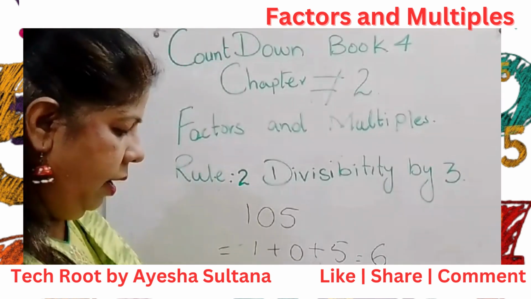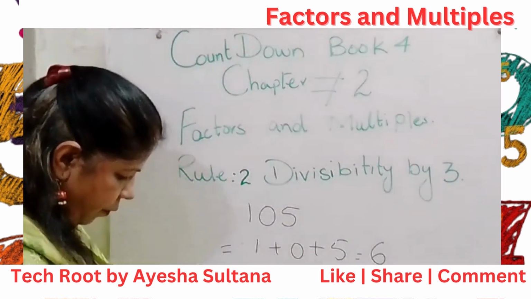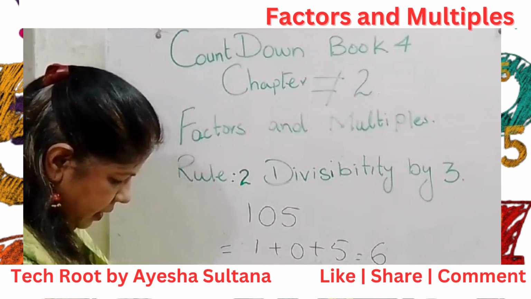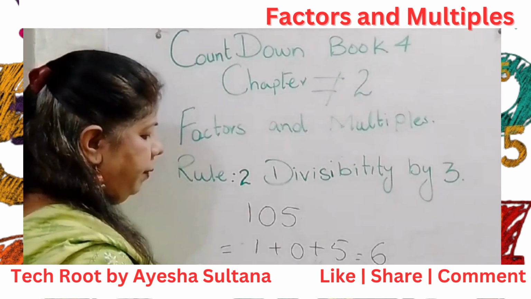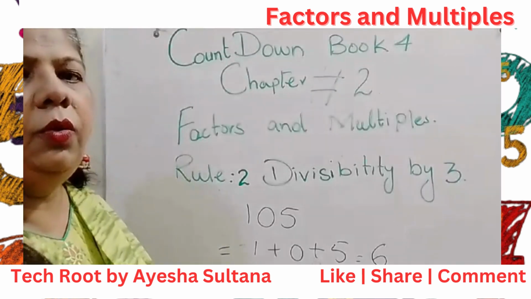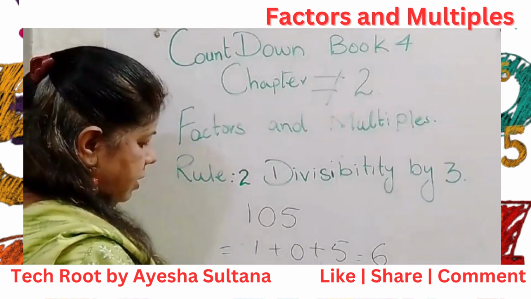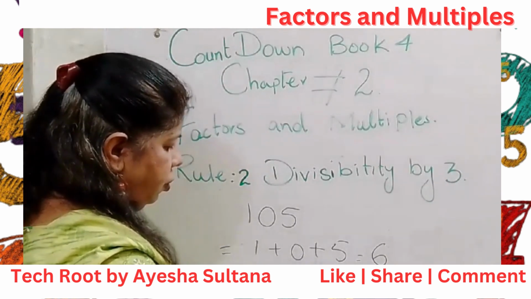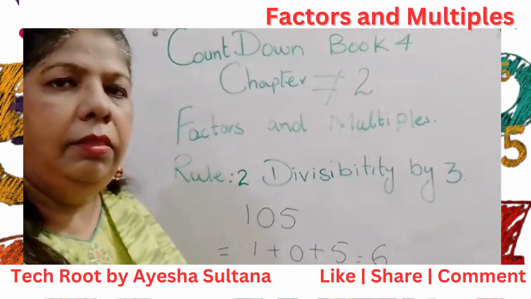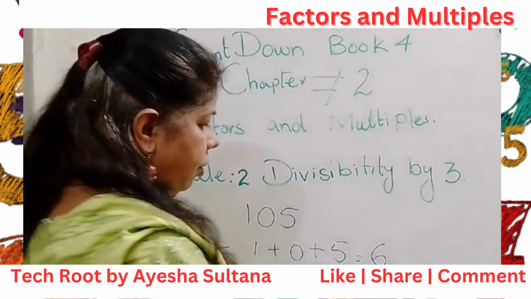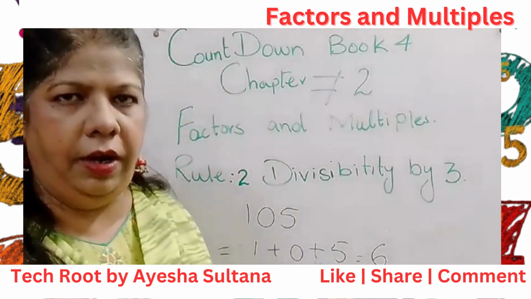That's great. Come to the next example, 72. Is 72 divisible by 3 or not? Let's see: 7 plus 2 is equal to 9. 9 also comes in the table of 3, so you can say that 72 is easily divided by 3.